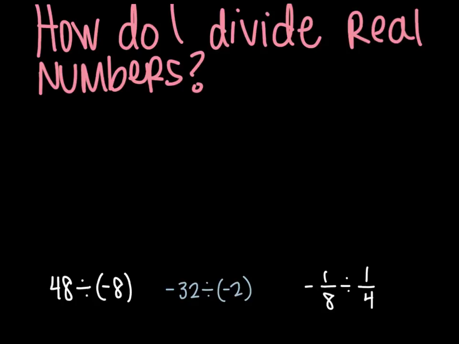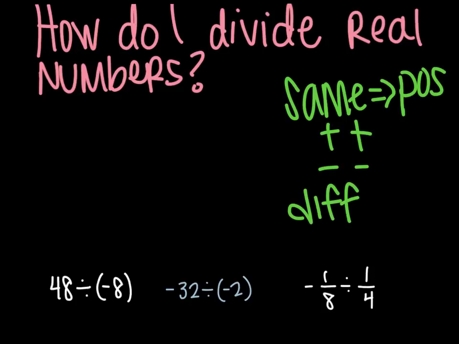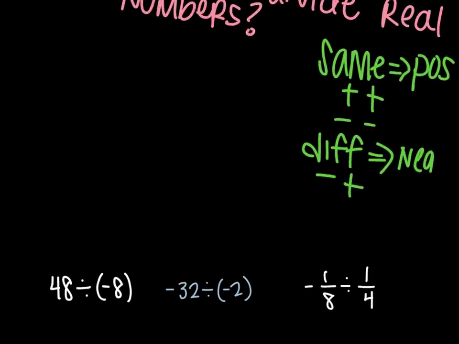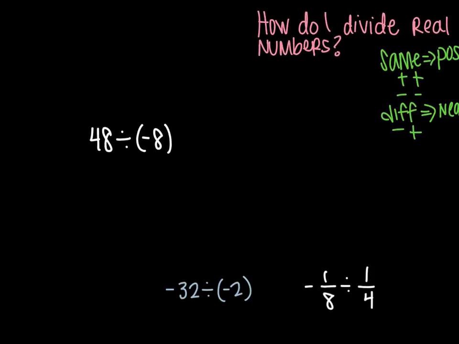How do you divide real numbers? Dividing real numbers is exactly like multiplying. You have those 2 rules. If it's the same, so a positive and a positive or a negative and a negative, they're going to be positive answers. If they're different signs, so a positive and negative, you're going to have a negative for an answer. So here we go with a couple examples.